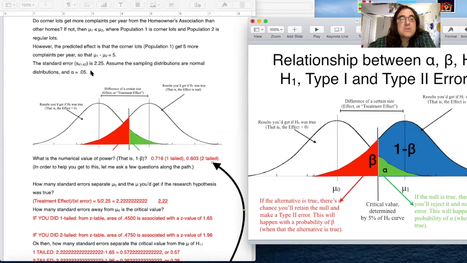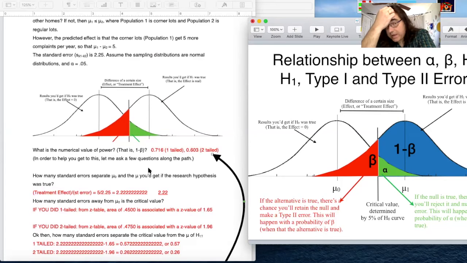One standard error is 2.25, so you put 5 over 2.25 and you get the answer that the middle of this distribution to the middle of this distribution is 2.22 repeating standard errors, not complaints, but standard errors. All right. How many standard errors away from the middle of the null distribution is the critical value?